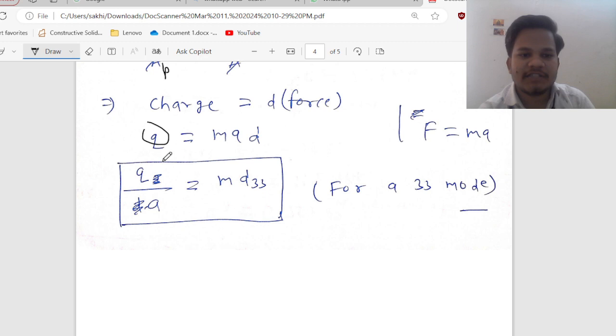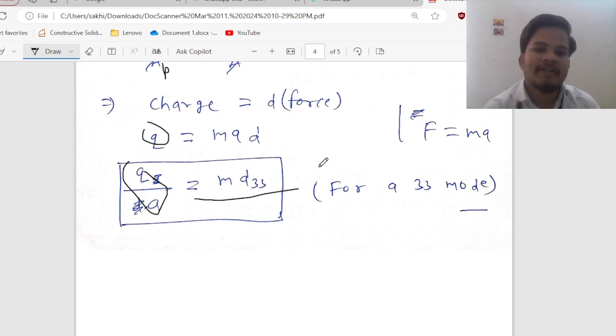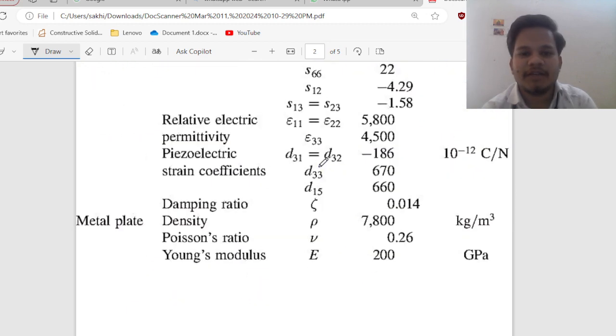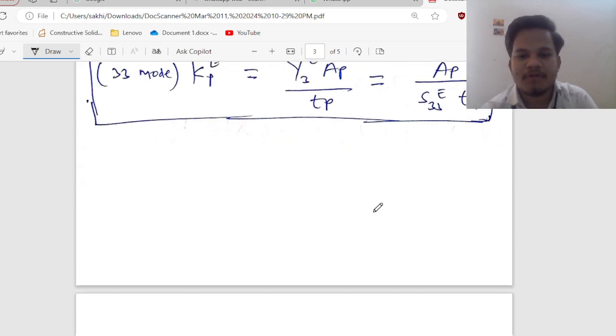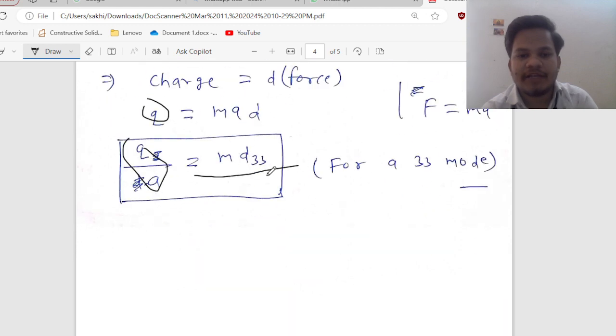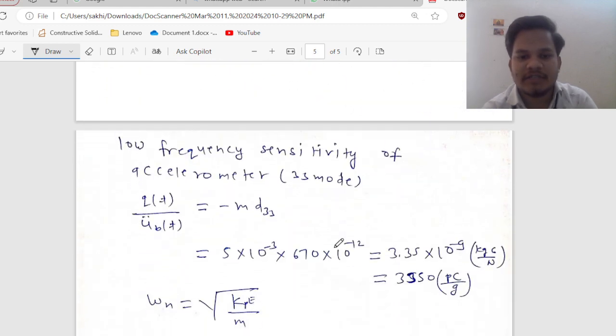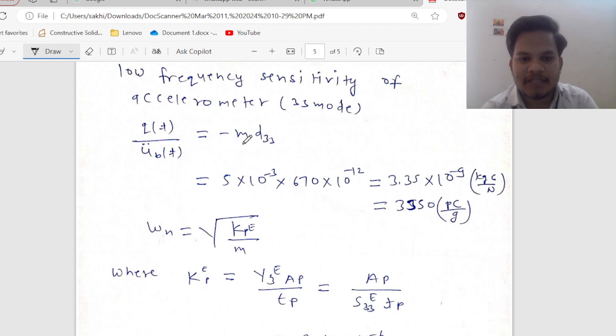So this is our sensitivity. This equals m and d. So m is given, which is 5 gram, and d is given. You can put the d33 value here, 670 multiplied by 10 to the power minus 12 coulomb per Newton. You can put the d value from here and you can calculate the sensitivity. So let's see, this is actually minus, or this is minus, so minus minus gets plus.